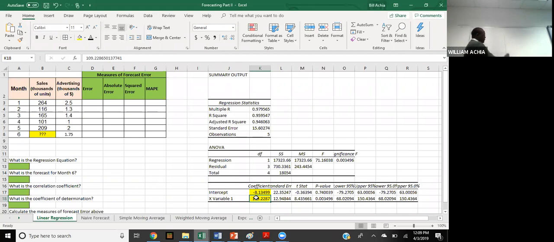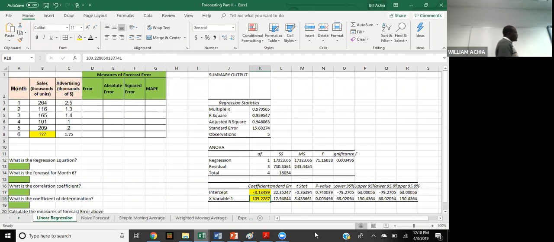If my Y intercept was somewhere here, if that was just an 8, what that would tell me is that without any advertising, we'd be able to sell 8,000 units. In this case, it tells me that with no advertising, we're not going to be selling anything at all. That's basically how you'd interpret the y-intercept here. The slope tells you how much extra sales you're going to get for every extra dollar you put in advertising. Here we have a slope of 109, so expect approximately 109,000 units of sales for every 1,000 units of advertising that we put in.